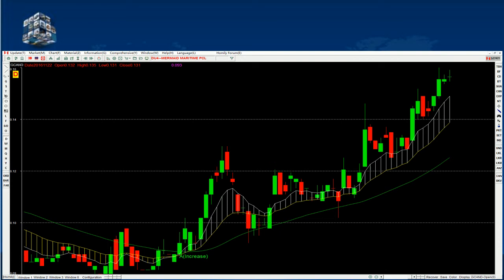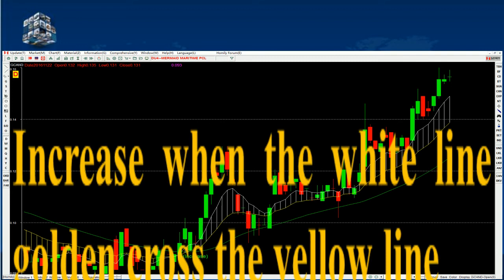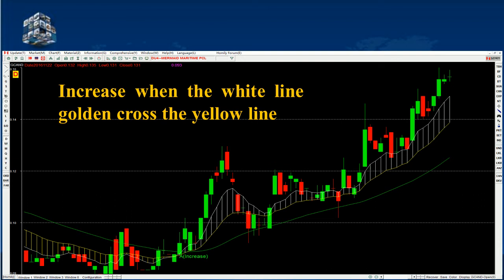Then if you see the green lines from down to flat, you can find some chance to get in, okay? So this is the second buy point. So let's see some examples. This is one. Increase when the white line golden cross the yellow line, okay? So this is the second buy point.